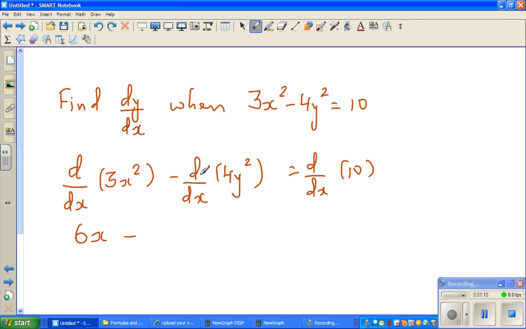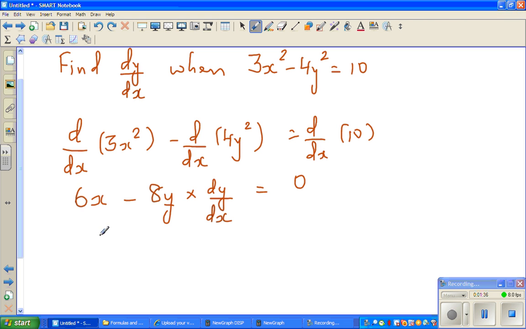So you're differentiating implicitly now. First differentiate this, that will give you 8y. And then you have to differentiate y with respect to x. So this is the chain rule basically. First differentiate this, and then you differentiate what's inside. That's how you can remember. And d by dx of 10 is 0.